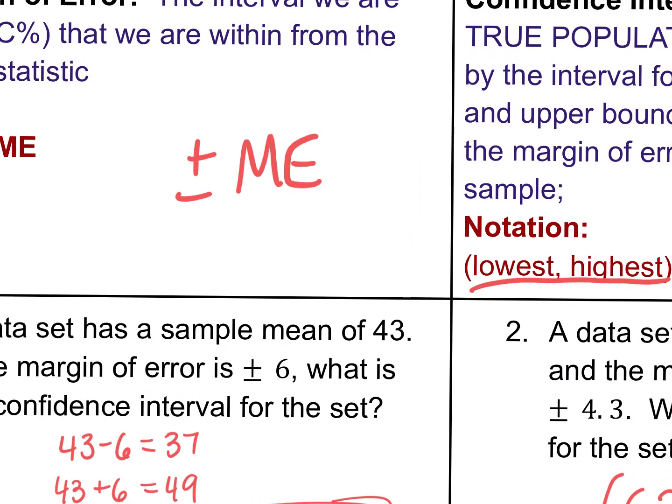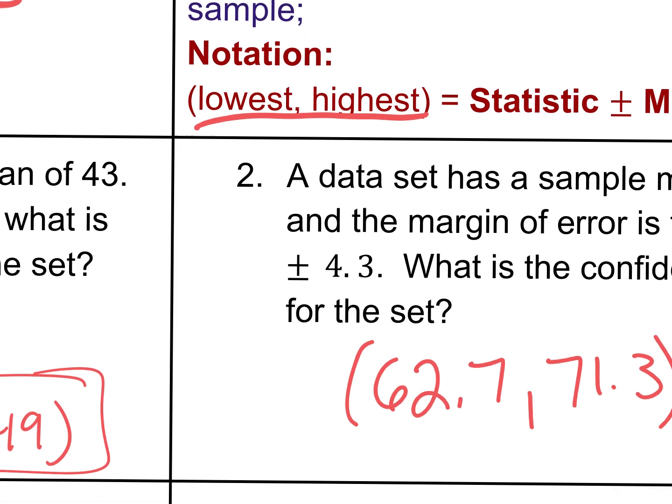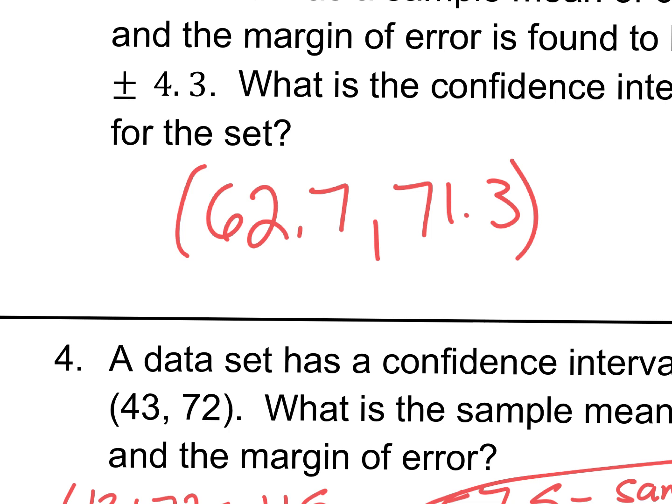So margin of error is going to be plus or minus a number. Confidence interval is going to be like this: parentheses, low bound, comma, high bound. We okay with that? Okay, cool.